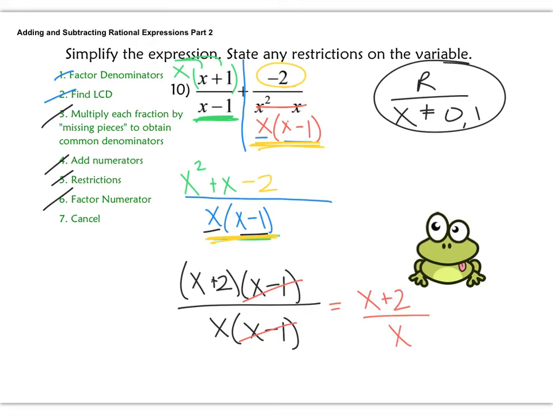Don't you dare cancel those x's. That top one is super glued to the 2, so you can't touch that one. Awesome. I like when things cancel.